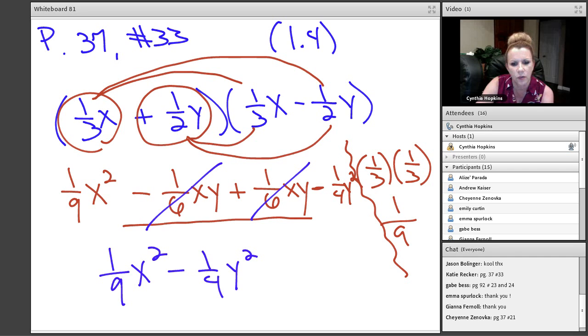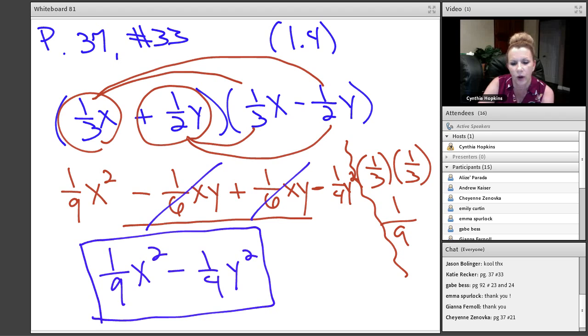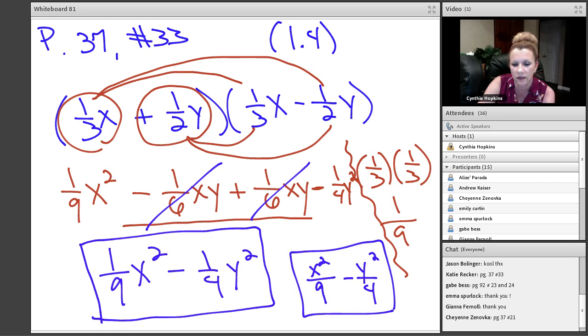Okay, and since they wrote their original problem with the coefficient in front, I'm going to write it the same way. But just to let you know, you could have written x squared over 9 minus y squared over 4. That would also be correct. Okay, all right, just letting you know.